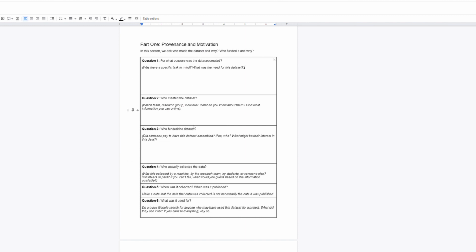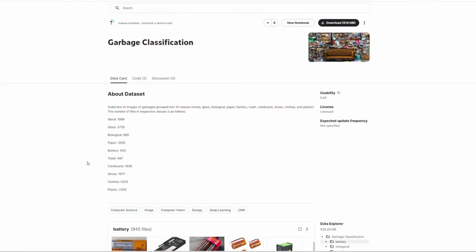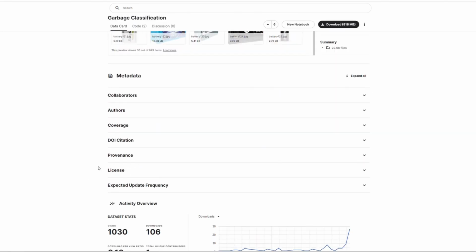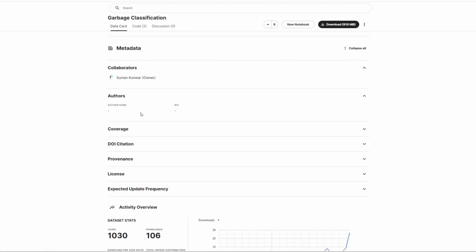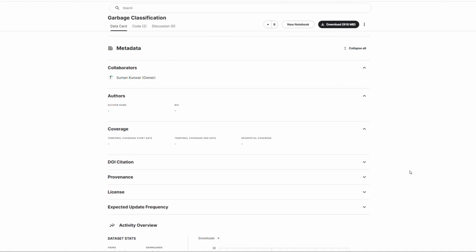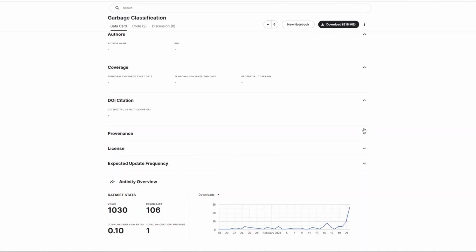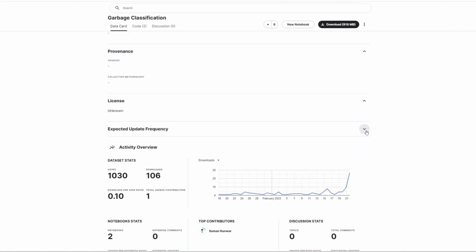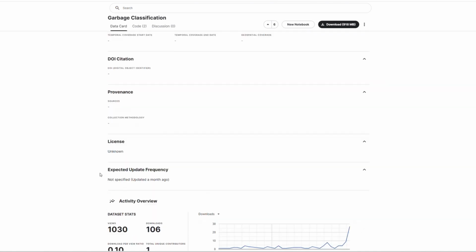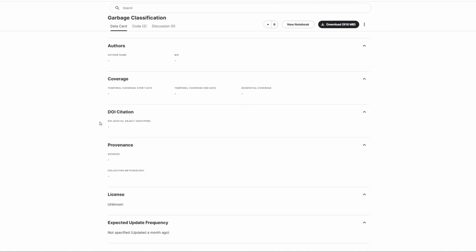So our answers to these questions are already here. Why was this created? Who created the data set? We have an individual who uploaded it. Who funded the data set? It looks like this individual probably just, right? There's no information about that. Maybe there's some collaborators, right? Just one person. Author name and bio is missing. Coverage is missing. So a lot of this information is missing. But that's okay, because we're going to go through it anyway. The point is just to see how Kaggle is sorted out.